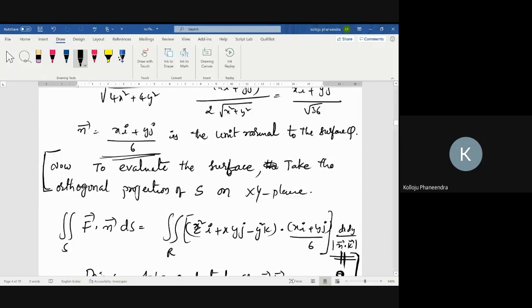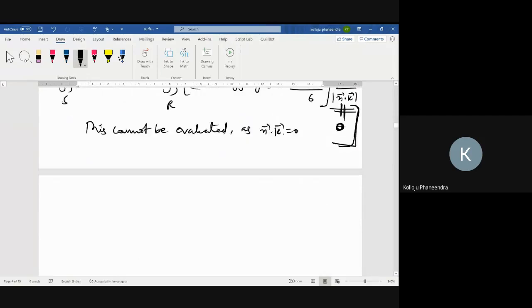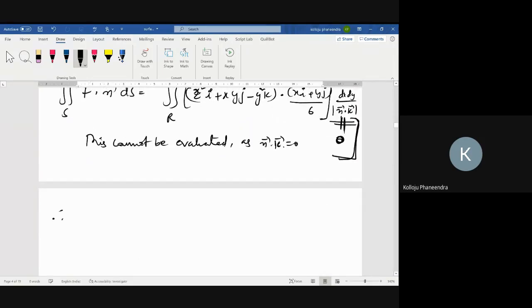Then which one? Clearly z is varying from z equal to 0 to z equal to 4. This is the one idea, so I have to consider an orthogonal projection. Take the orthogonal projection of S on a plane of your choice, YZ plane or ZX plane. Z must be included, so let me take the YZ plane.